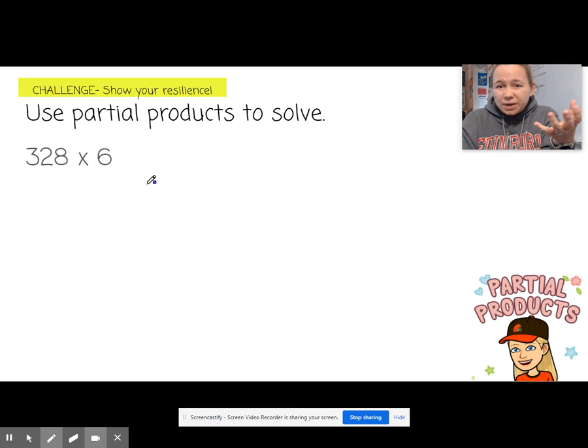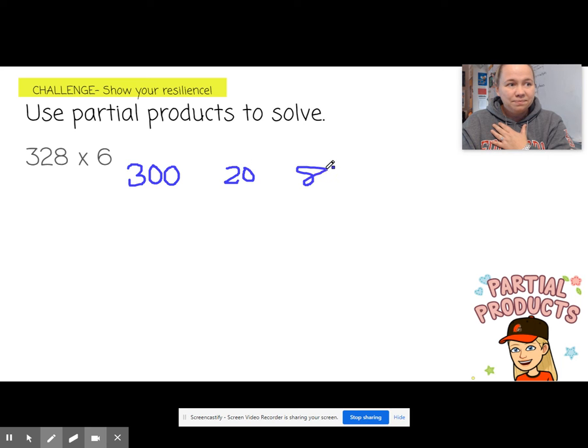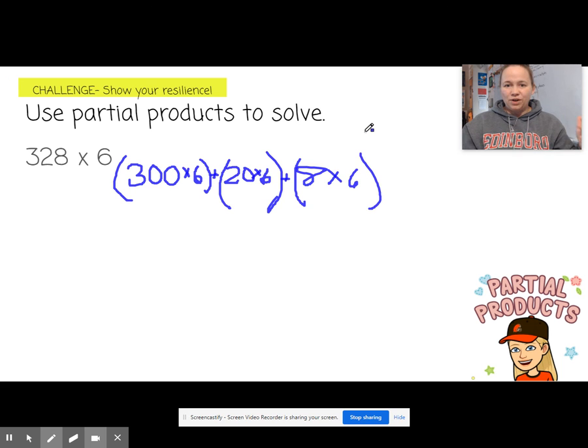And what do I break the 328 into? Do you know? I'm going to break it into 300, 20, and 8. And then I need to multiply each one of those by 6, parentheses, handy dandy, plus 20 times 6 plus 8 times 6. Oh my goodness, look at that.